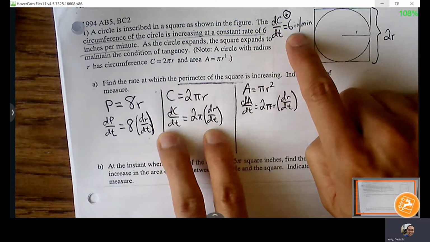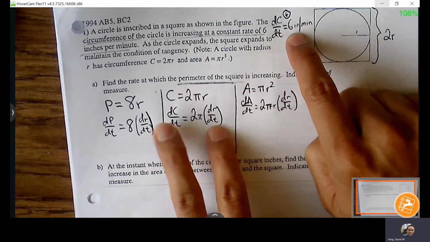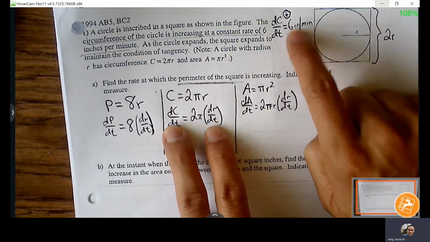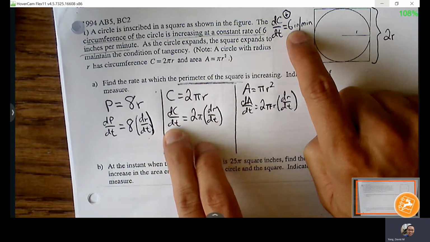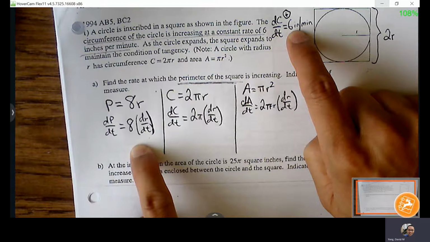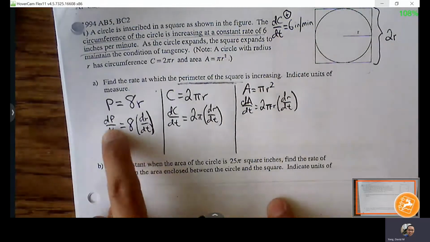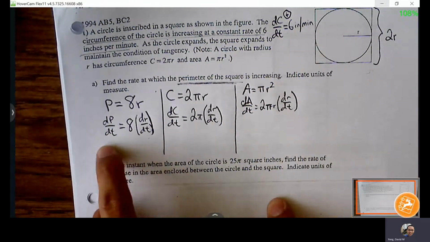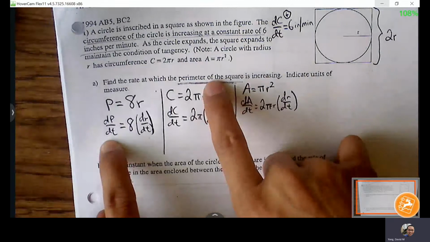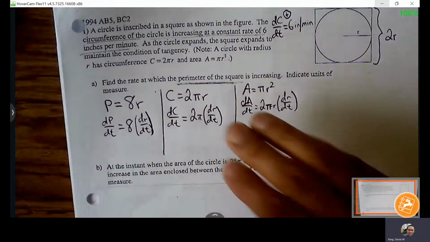Good, right? So there's our link. We have the derivative that connects dC/dt with dr/dt. And if I plug in 6 for dC/dt, I can find dr/dt. And if I have that, that will lead me to answering part A. I'm trying to find the rate of change of perimeter. I'm trying to find this dP/dt.